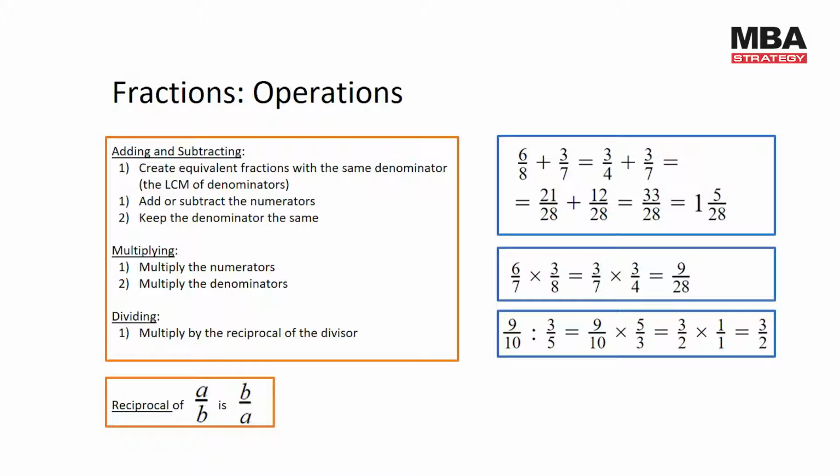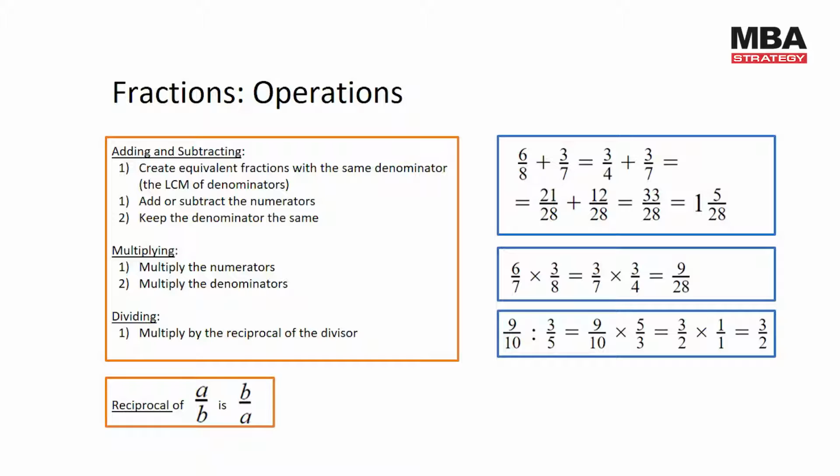Let's start with adding and subtraction. To add or subtract, you need to be sure that you have the same denominator. If you don't have it, just create it by multiplying or dividing, as we discussed before. So when you have the same denominator, which is also called common denominator, then add or subtract numerators only and leave the common denominator. For instance, we have here 6 over 8 and 3 over 7.